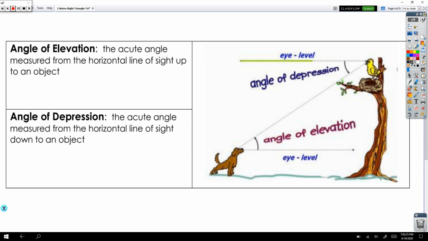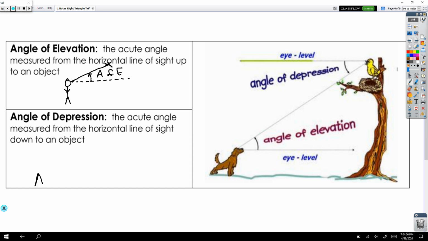So, angle of elevation is the acute angle measured from the horizontal line of sight up to an object. So if you think about a person standing, right here is their horizontal line of sight. The angle of elevation is how far they have to look up into the sky to see an object. Okay, so this would be your angle of elevation. Angle of depression is a little bit trickier.